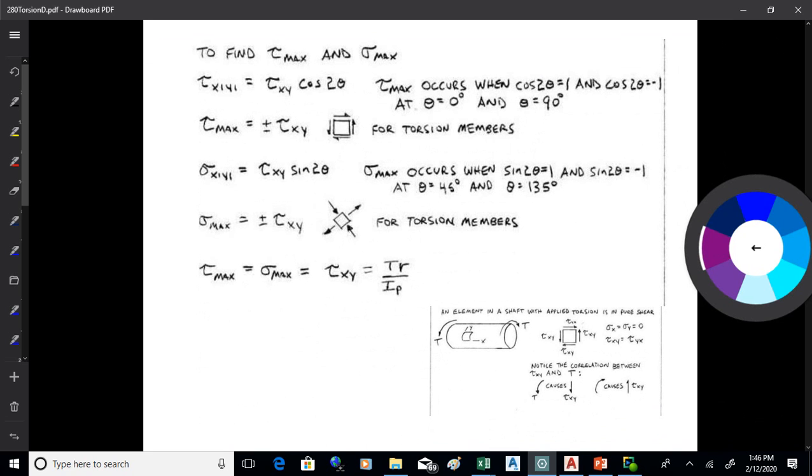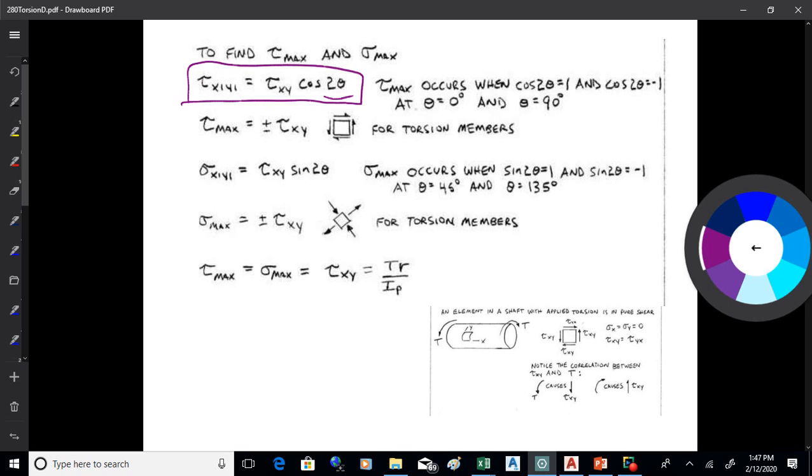All right, now, of course, we want to know what the maximums are so we can design something. So to find the maximums, what you would do is take these general torsion biaxial equations and maximize them. So the maximum shear will occur when cosine 2 theta maximizes. Well, cosine maximizes when the angle is 0 or 180. So using 2 theta there, it'd either be 0, because 2 times 0 is 0, or you could go 90, because 2 times 90 is 180.